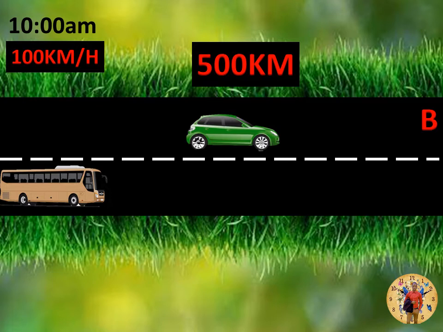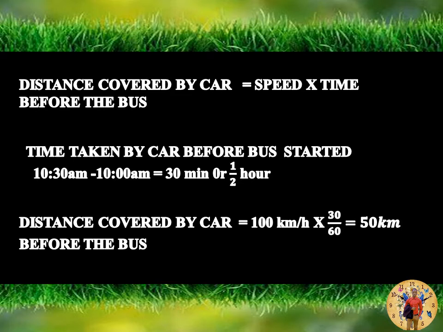Remember, it is the car which started moving earlier and it is the only one which is moving. Therefore, we will have to use its speed to calculate the distance. So as you can see on the diagram, we said initially the car started at 10 a.m. and by the time it is 10:30 a.m. the car will have covered a certain distance in the 30 minutes before the bus. Now the distance covered by the car before the bus, we know the formula is speed times time.